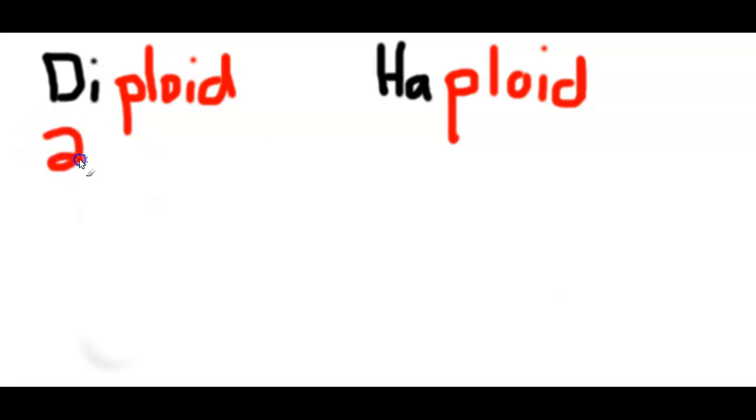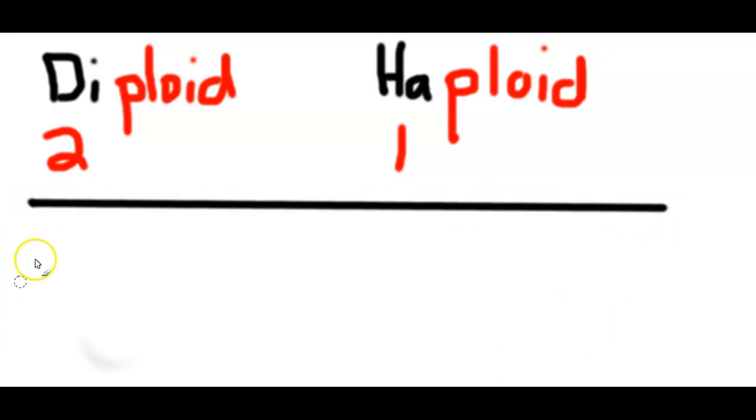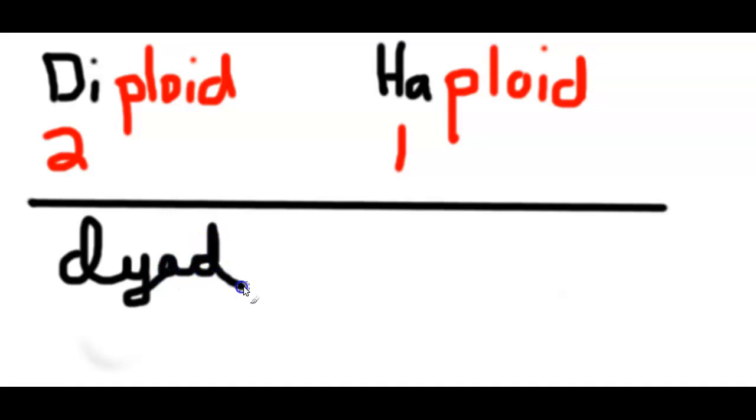Two sets, one set of chromosomes. So for some reason people confuse these terms. Diploid, dyad. But they are not the same at all. Diploid, how many sets? Dyad, type of chromosome, a double chromosome.